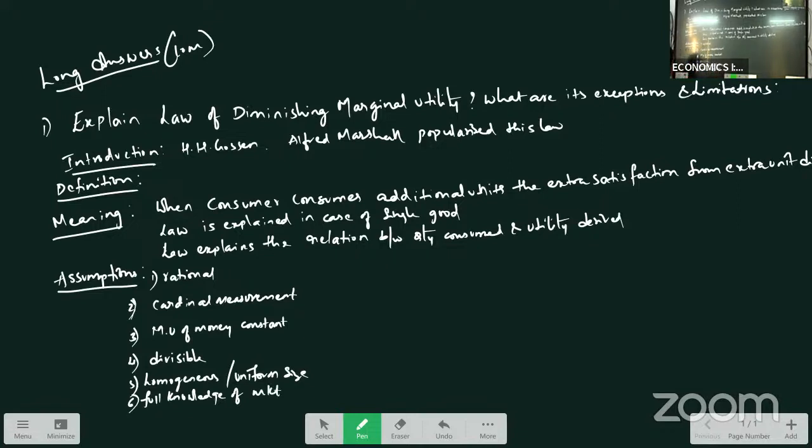And what else do we assume over here? We assume the consumer is rational. There is cardinal measurement of utility. Marginal utility of money remains constant. Commodity is divisible. We assume the goods are homogeneous and of uniform size. And the consumer has full knowledge of the market. Also, we assume that there is no time lag in the consumption, meaning when the consumption is done, it is continuous without any break.